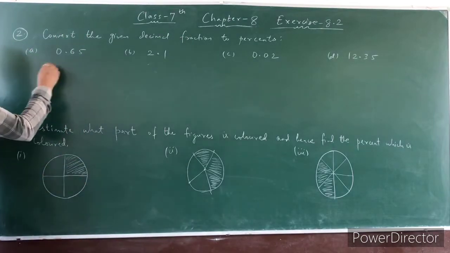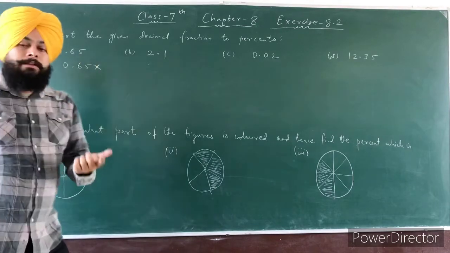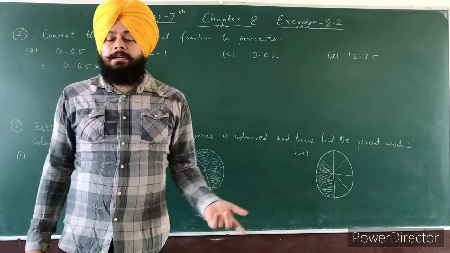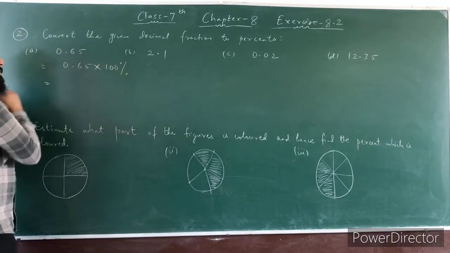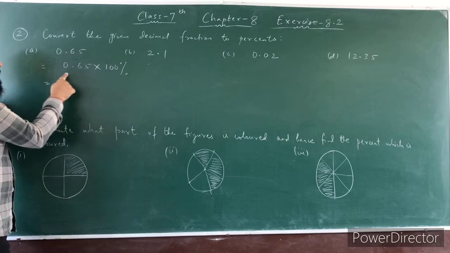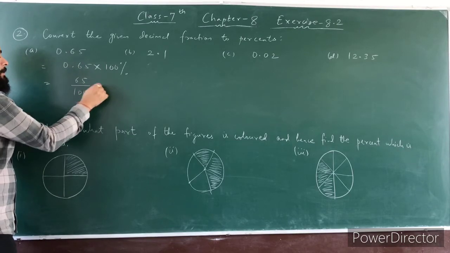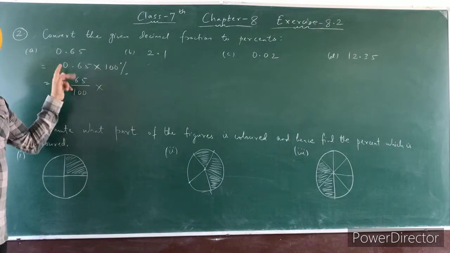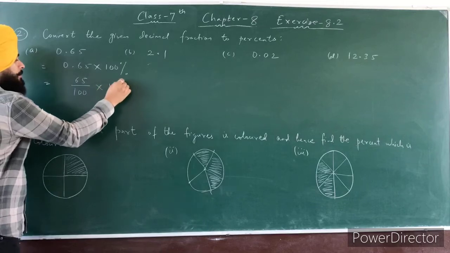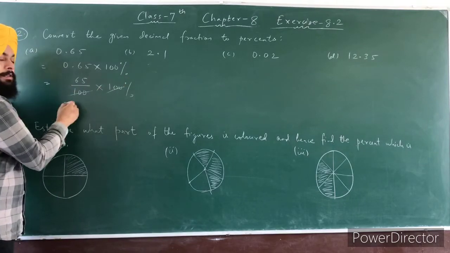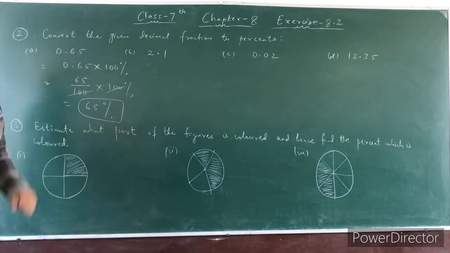So the first step is, when we convert either a fraction or a decimal into percent, we should multiply with 100. Now convert this decimal into a fraction. So 65 over 100, because there are 2 digits after the decimal point, so we will divide it by 100. Multiply it with 100%. Now 100 cancels. What is left is only 65%. So this is your answer.